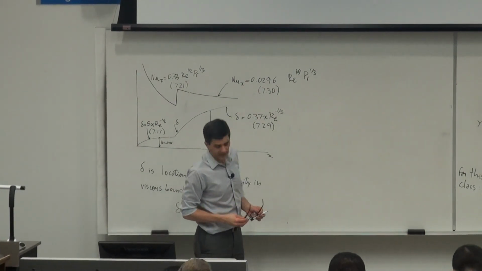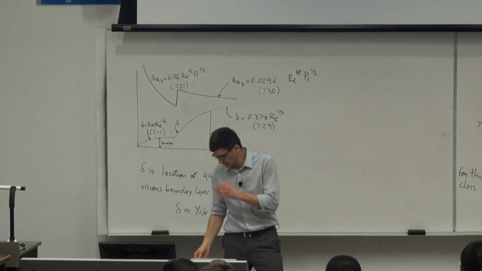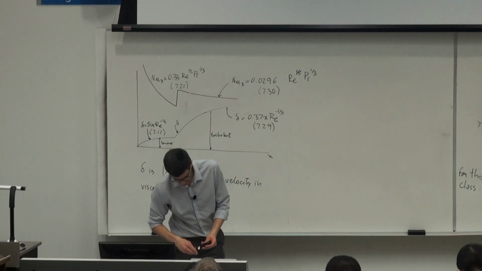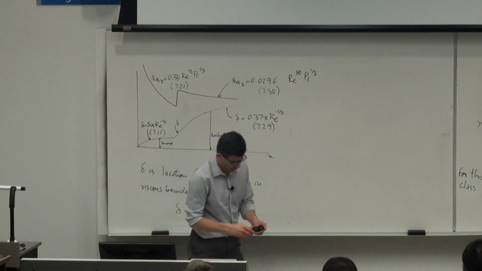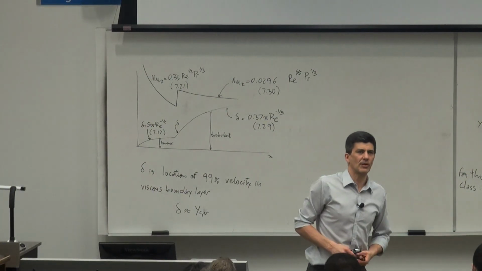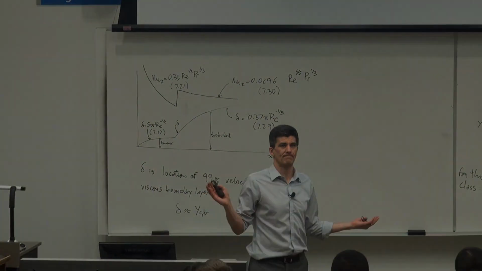I want to start with a cylinder in a cross flow. All this is in your notes. I'm not going to write on the board for a while now. So this is cylinder in cross flow. Now it's not a flat plate anymore. You can try to solve the equations. For laminar it's okay, but for turbulent you cannot solve them.